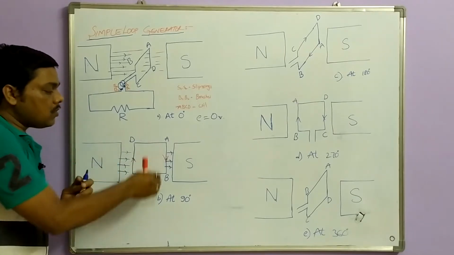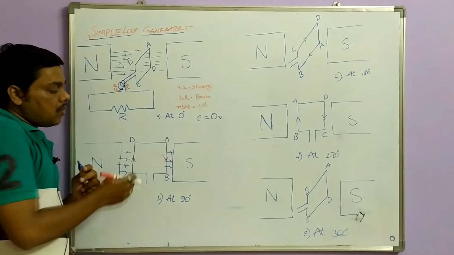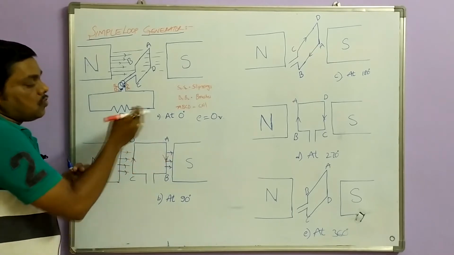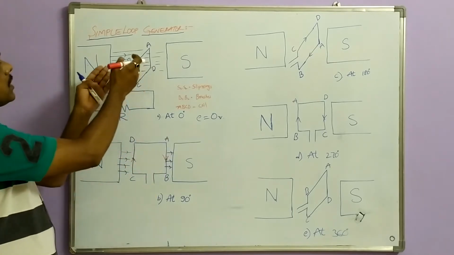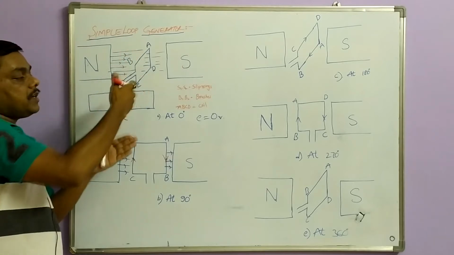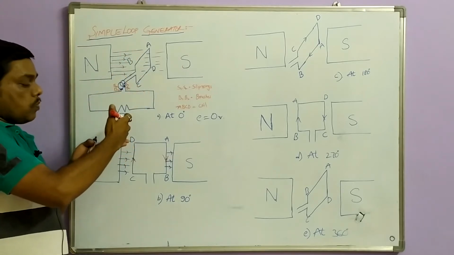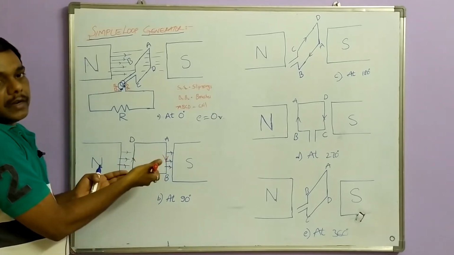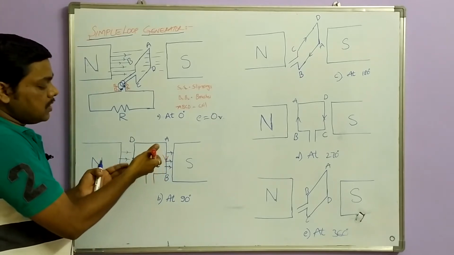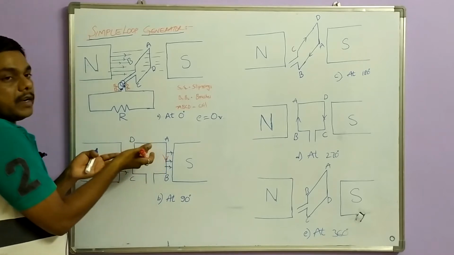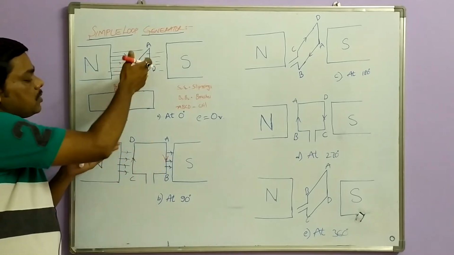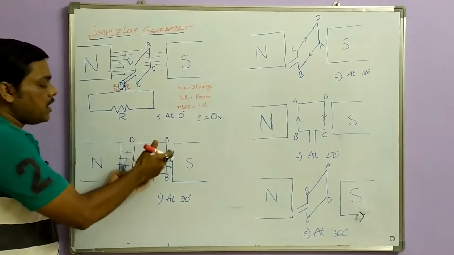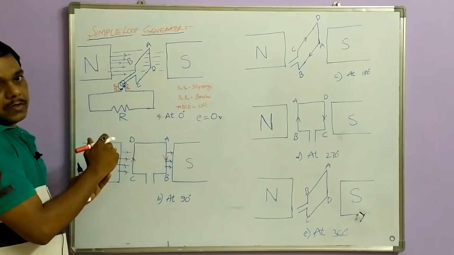Now how do you find out this current direction and this force? Initially this coil is in vertical position. Now I am moving this conductor to 90 degrees. That means the CD portion is coming in the upward direction and the AB portion is going downwards.